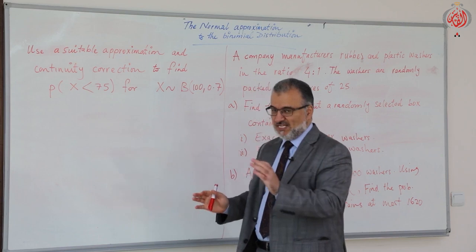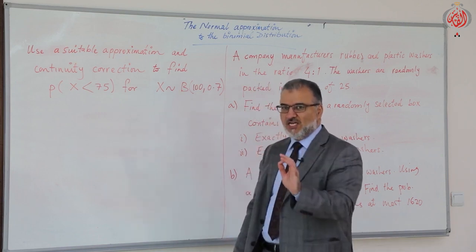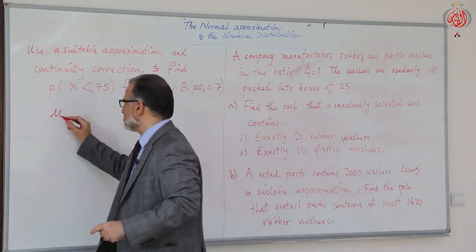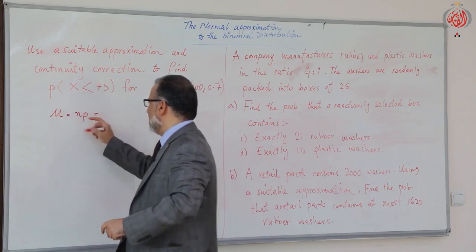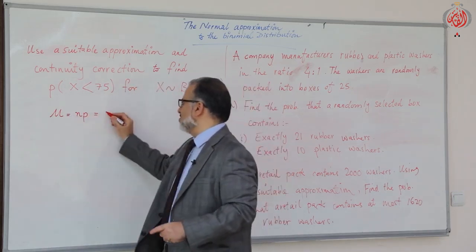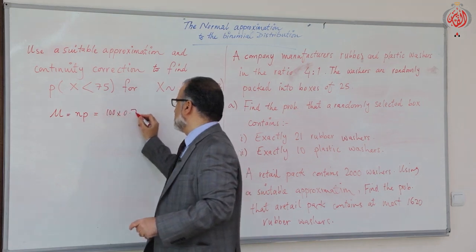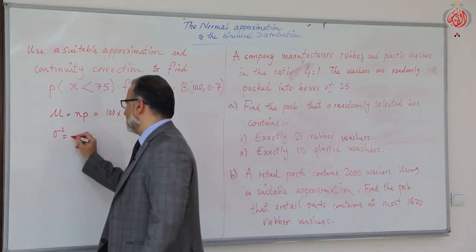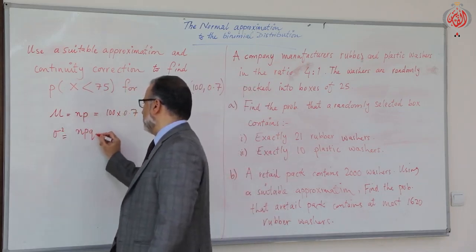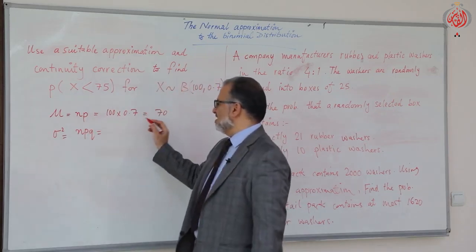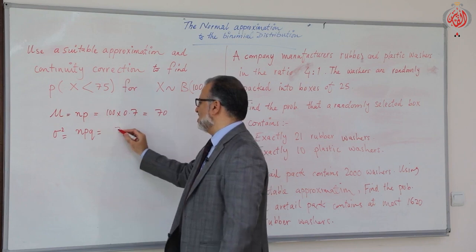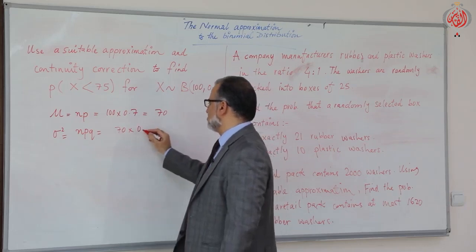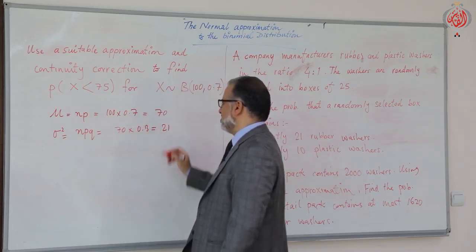In order to use the normal approximation to binomial, we have to do two major things. First of all, we have to find mu, which is n times p. And what is n? This is 100 times 0.7, so 100 times 0.7 is nothing but 70. And what about the variance? It is, as we said, npq, which is 70 times q, which is 0.3. So the answer is 21.